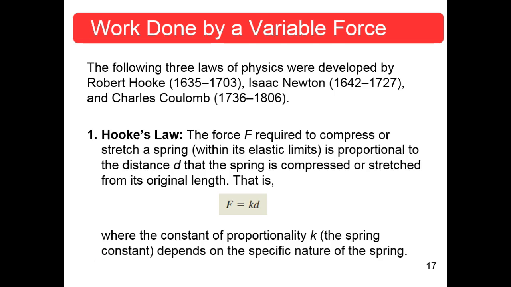Where the constant of proportionality is called the spring constant, sometimes called Hooke's constant. It depends on the specific nature of the spring. Any of you ever played with a slinky? For a slinky, the spring constant would be very, very low. Your coil spring on your car, enormous. So this K can vary pretty dramatically depending on the type of spring, the type of material, all that kind of stuff. So there's one place that's a variable force. It's a linear variation.